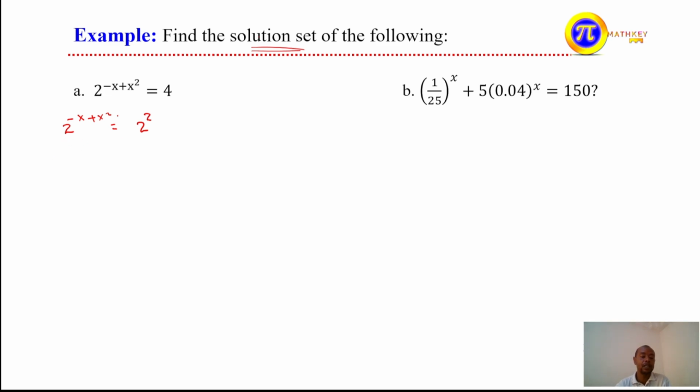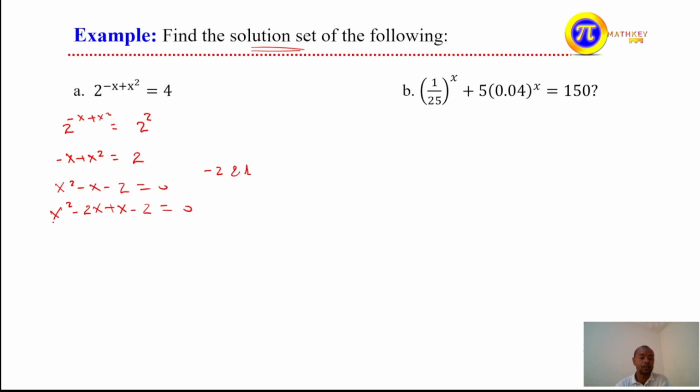Now they have the same base. So we equate what? The exponents. That means negative x plus x squared is equal to 2. Now it becomes a quadratic equation. This means x squared minus x minus 2 is equal to 0. Now we can solve this one using the general quadratic formula, or by taking factors. That means by finding two numbers whose sum is negative 1 and their product is negative 2. The numbers are negative 2 and 1, which gives x squared minus 2x plus x minus 2 is equal to 0.